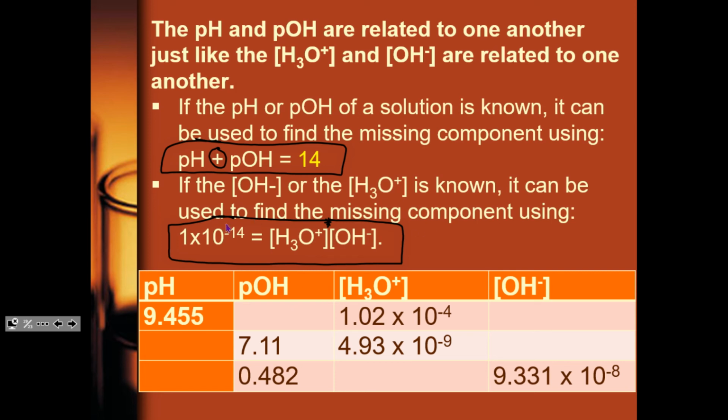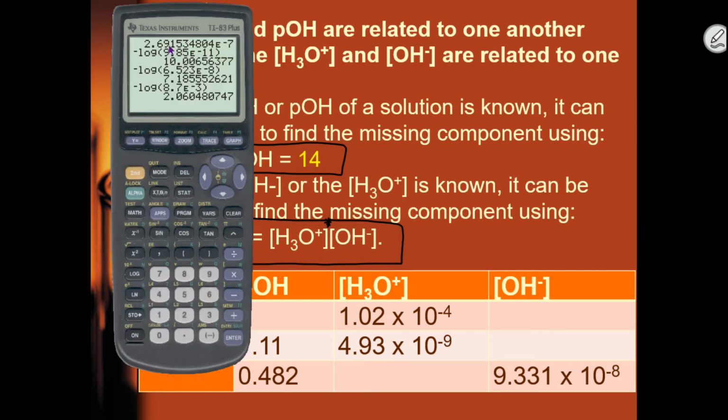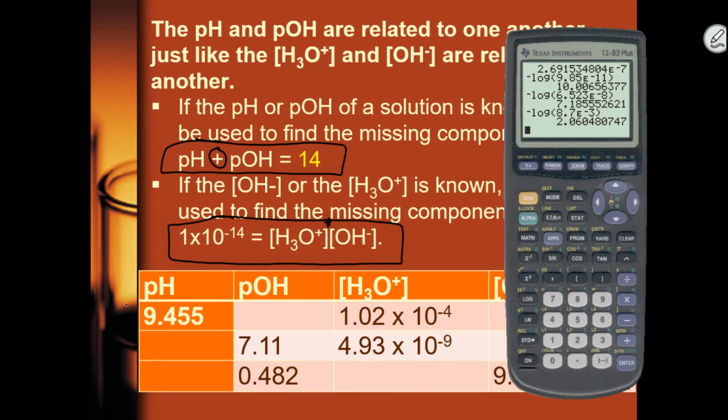So let's fill out this chart together. I'll work through it. So first thing, on the first row, I have the pH of 9.455. So to find the pOH, I'm going to do 14 minus 9.455 because they add up together. Missed that one. 14 minus 9.455. There's my answer. 4.545.